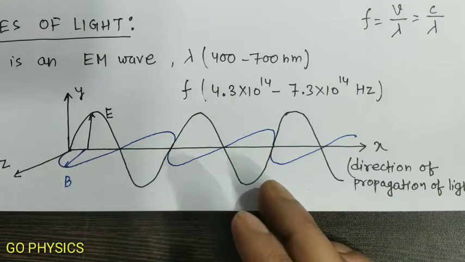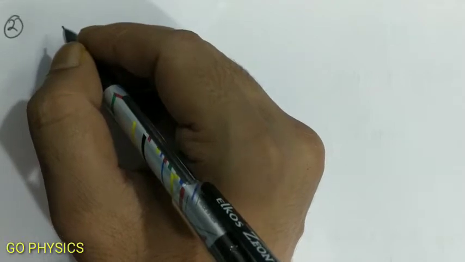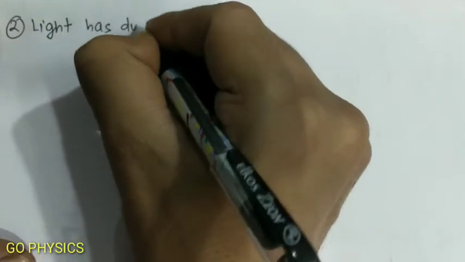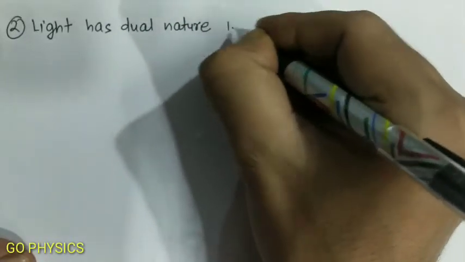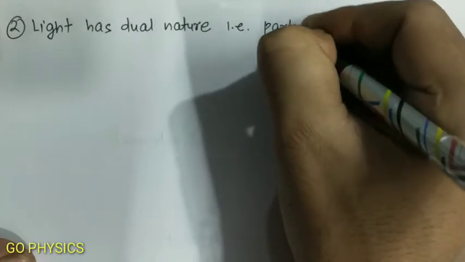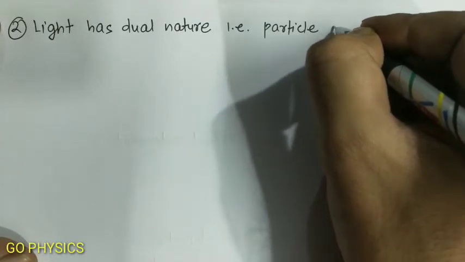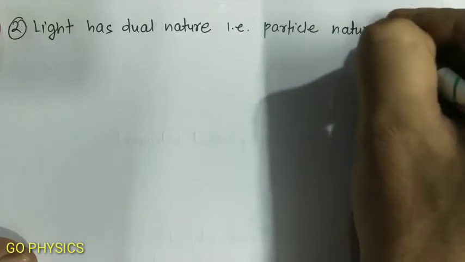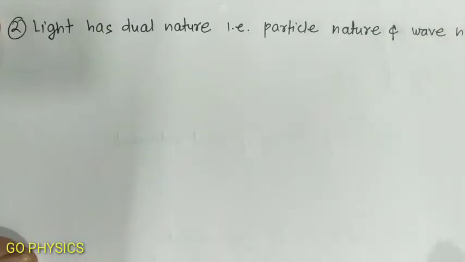Now let's see the second property of light. The second property of light is that light has dual nature, that is, particle and wave nature both.